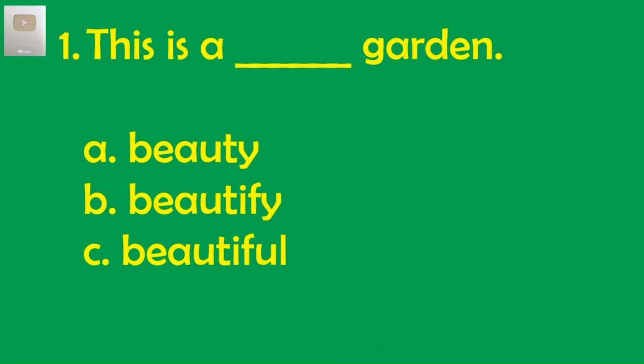Sentence number 1. You have a blank garden. Now in that blank you can either put beauty or beautify or beautiful. The same word but in three different forms. Choose the one which fits correctly here.